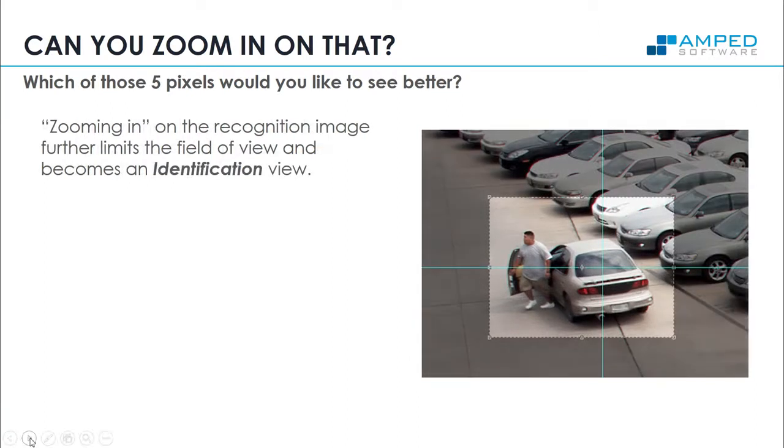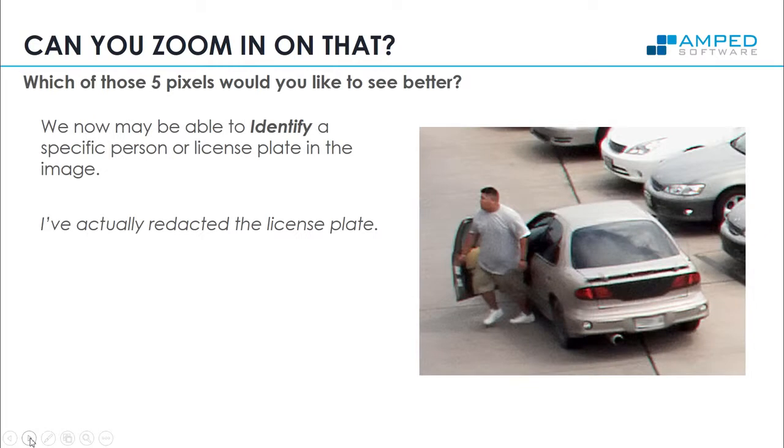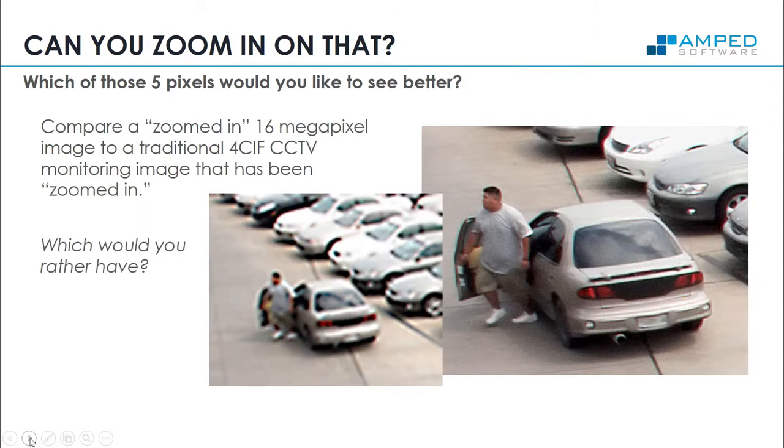Then we zoom in even tighter, and we get to enough pixels on target to be able to run identification quality comparisons or machine reading exercises. Right? In this case, I've actually blurred the face and redacted the license plate because you could literally run that through and get a hit, and we wouldn't want that. Right, now we're going to compare that 16 megapixel image to a traditional 4SIF CCTV monitoring image that's been zoomed in, that same exercise that we've done.